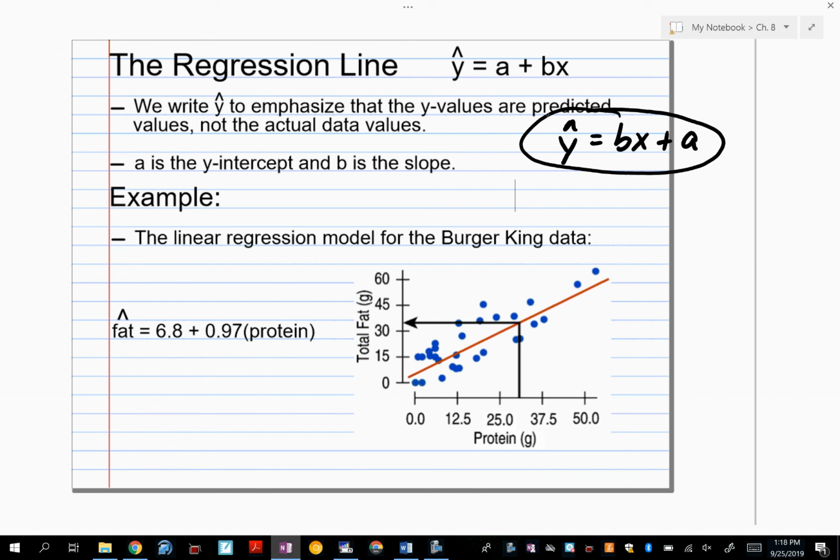So it can get a little confusing. Just make sure you know, here's the way to make it less confusing. Whatever number is next to your x, that's the slope. Okay? The other thing is the y-intercept.